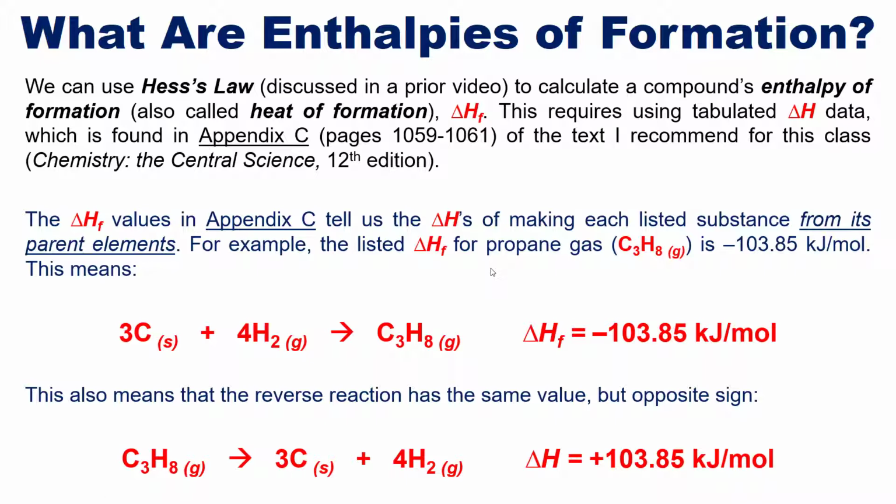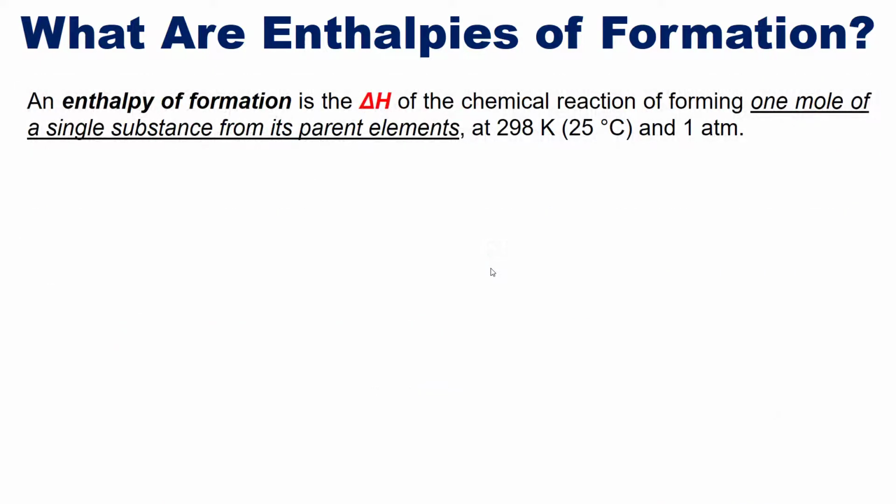Now, I have to reemphasize, because this is important, the enthalpy of formation is the delta H of the chemical reaction of forming 1 mole, not 2, not 3, not a half a mole. It's 1 mole of a single substance from its parent elements, specifically at 298 kelvins, which is 25 degrees Celsius, around room temperature, and 1 atmosphere.